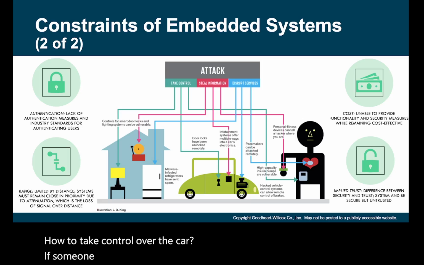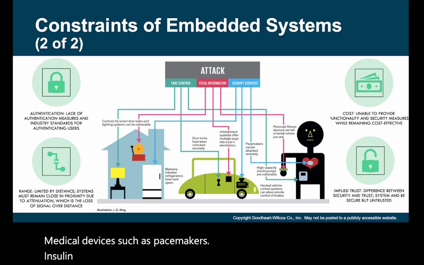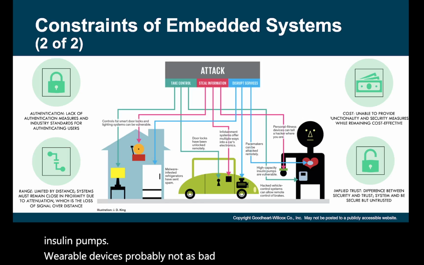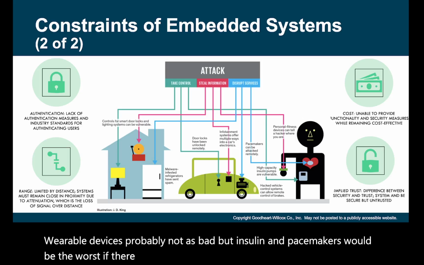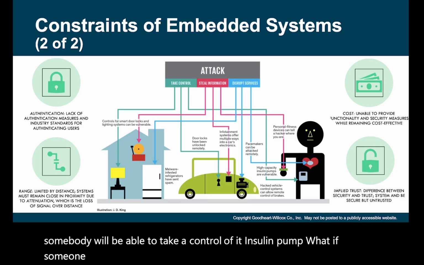And the worst probably would be medical devices such as pacemakers or insulin pumps. Wearable devices are probably not as bad, but insulin pumps and pacemakers would be the worst if there is some type of disruption of service, or if somebody is able to take control of it. Like an insulin pump, what if someone takes control of an insulin pump and starts injecting insulin and kills the person?